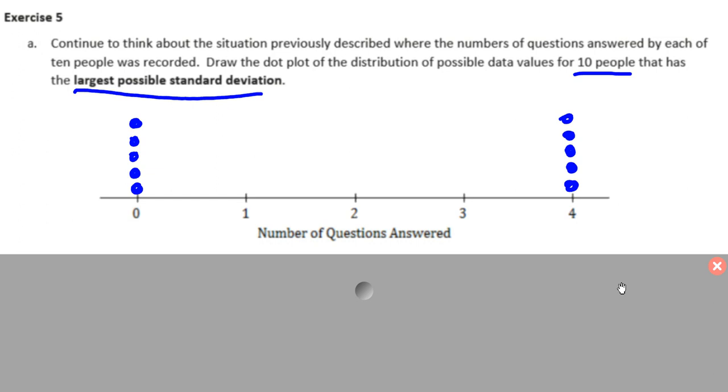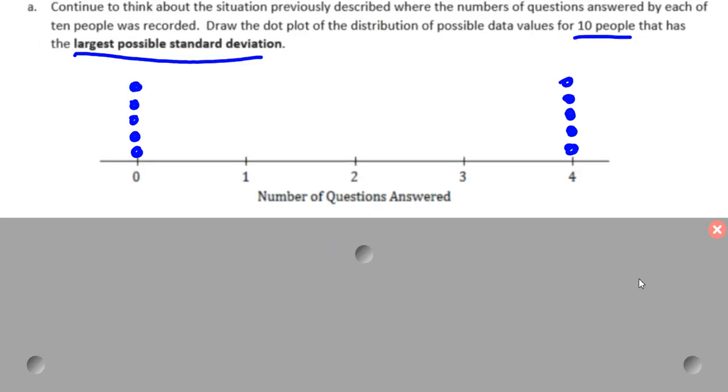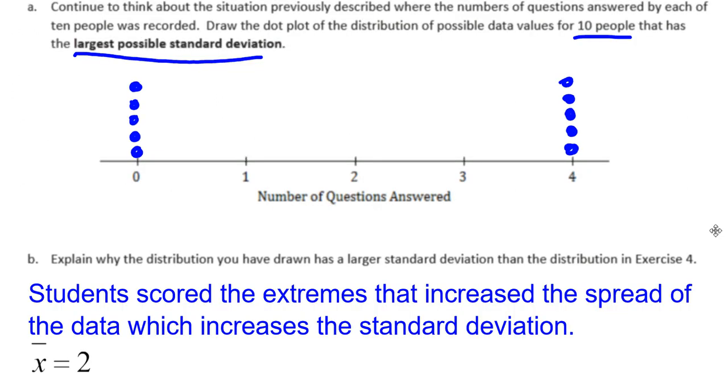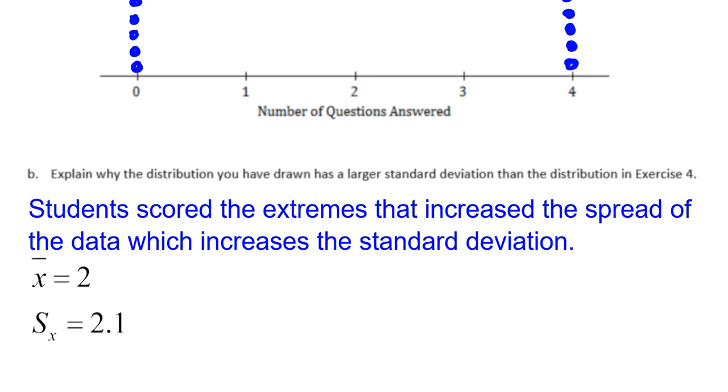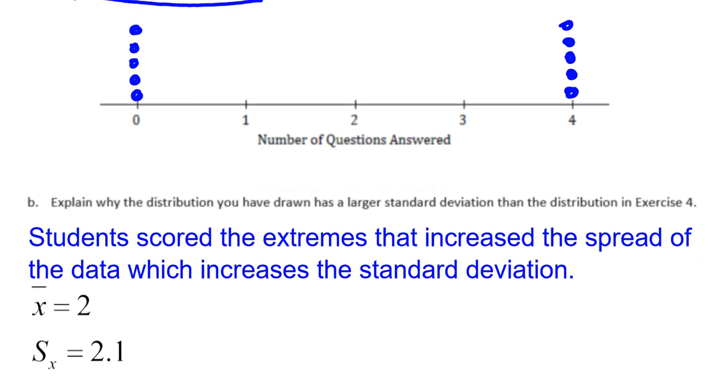So if I calculate the standard deviation, I can put my 5 zeros in my table, my 4s in the table, do my calculations. The largest possible standard deviation ended up being 2.1. So we want to get the distance as far as possible away from the mean, and by working those extremes, that will make that happen.